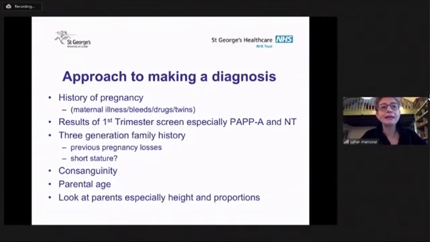Now, you're always scanning the lady lying down. It might be difficult to see that actually she's not very tall either. So it's useful to watch her as she comes into the room or leaves the room and look at the partner.